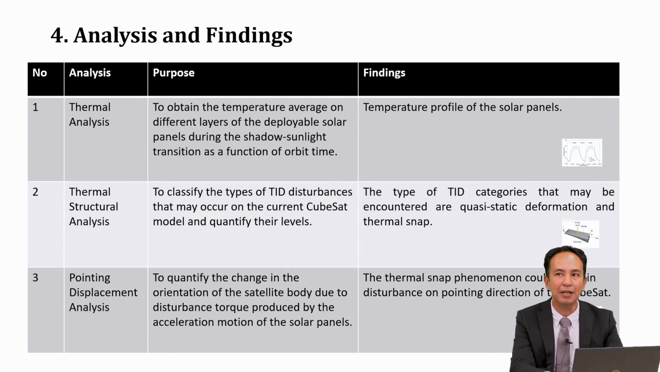In this slide, I will show some of the important results obtained from each analysis done in the procedures. Thermal analysis is the first part of the analysis. Its purpose is to obtain the average temperature on different layers of the deployable solar panels during the shadow to sunlight transition as a function of orbit time.